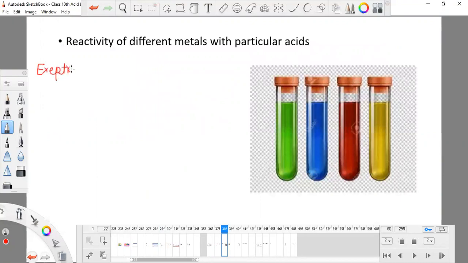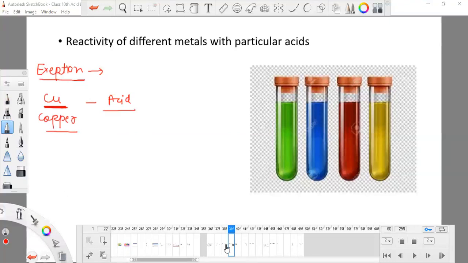Now there is an exception. What is this exception? If I take copper with any of this acid, remember this very carefully, it will never go with this same reaction. Remember this, if I take copper.